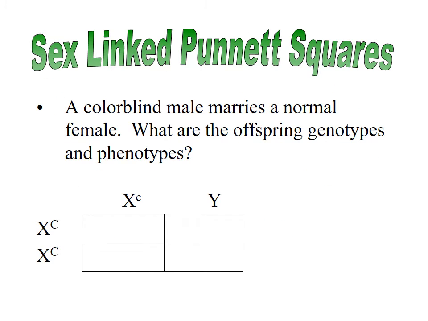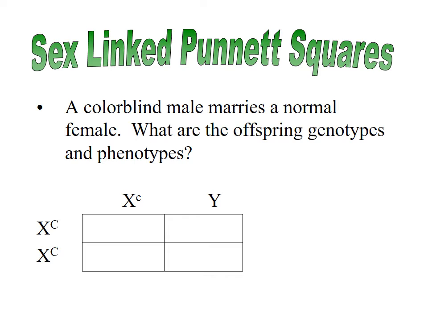Let us go through an example of a sex-linked Punnett square. So now using a Punnett square, looking at sex-linked traits. The question is that a colorblind male marries a normal female. What are the offspring's genotypes and phenotypes? So you can see that you have a colorblind male. I already filled in the Punnett square for you.